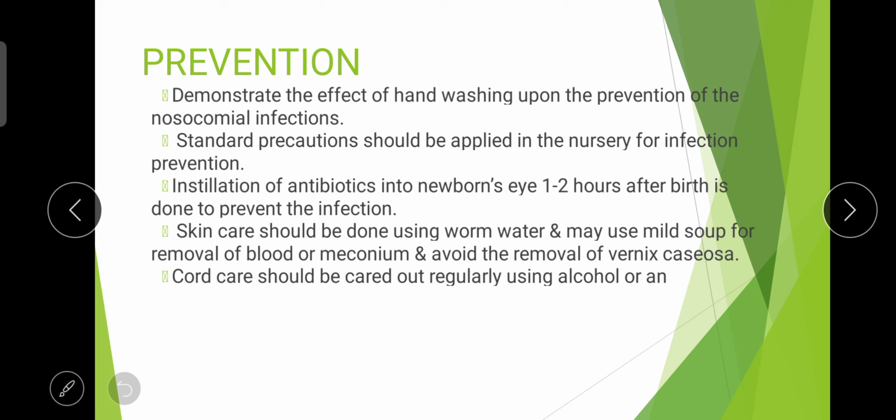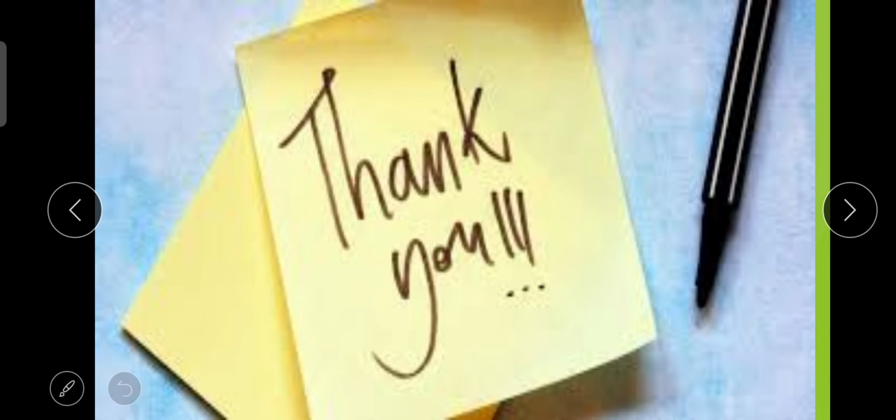Next one is cord care, which should be given regularly using alcohol or an antimicrobial agent. So with this we have completed neonatal infection. Thank you everyone.